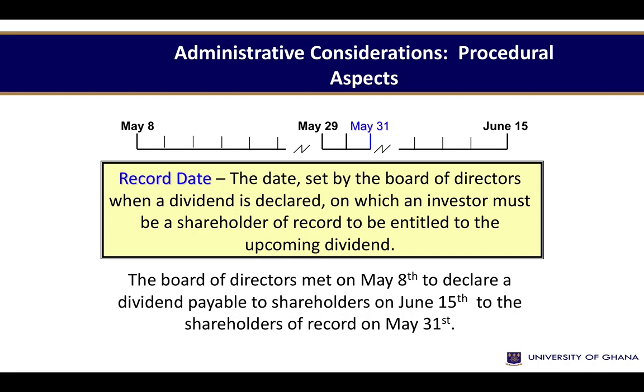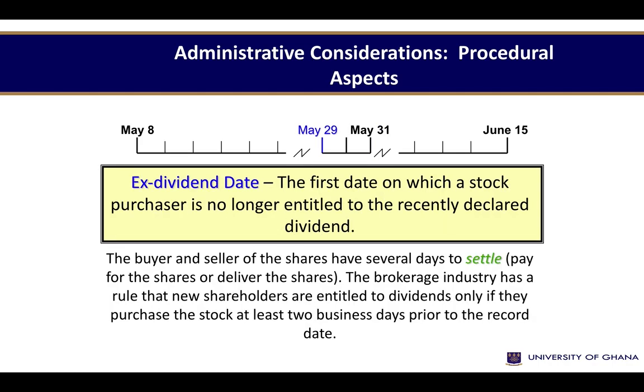So the board of directors, for example, met on, let's say, 8th May to declare a dividend payable to shareholders on June 15th, to the shareholders of record on May 31st, meaning that by May 31st, only those who are recorded as being shareholders are those who will receive the dividend to be paid.